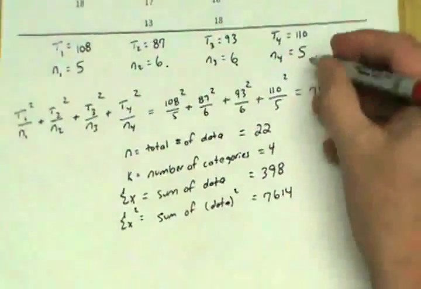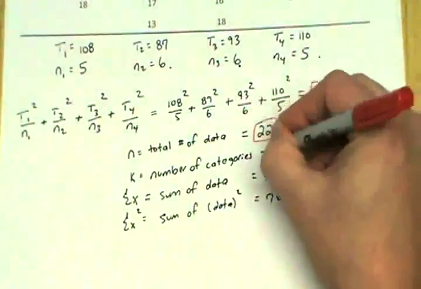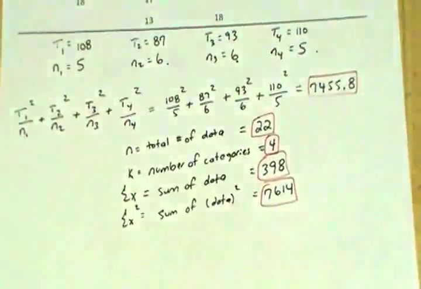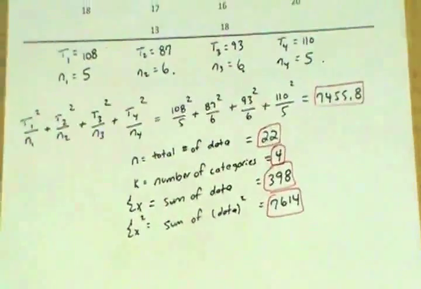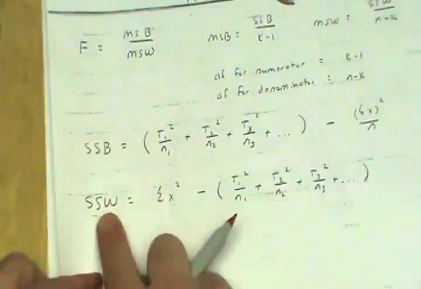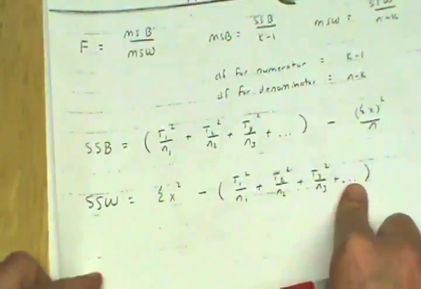Doesn't matter what order you do them in, as long as you have all 5. So we need that, that, and that. All right, so we're going to follow our formulas now. I'm going to bring the formula sheet over. The first thing it asks for is SSW, and this is the formula for SSW.